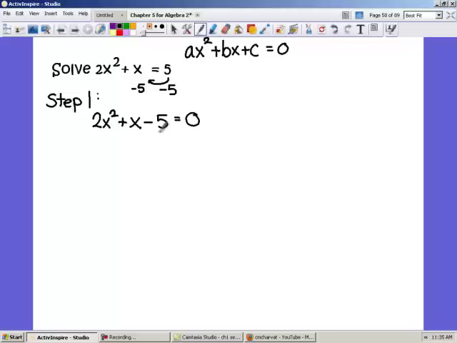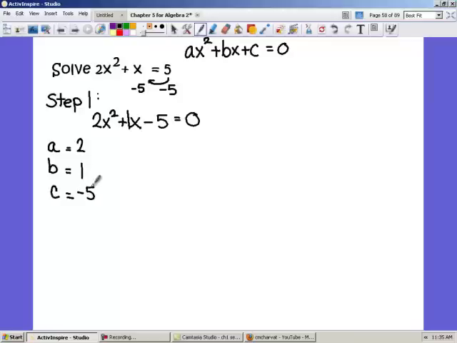Quadratic formula, you need an a, b, and a c in order to do that. Okay, so our a is a positive 2. Our b is a 1, and you can fill it in to help you. And our c is a negative 5.